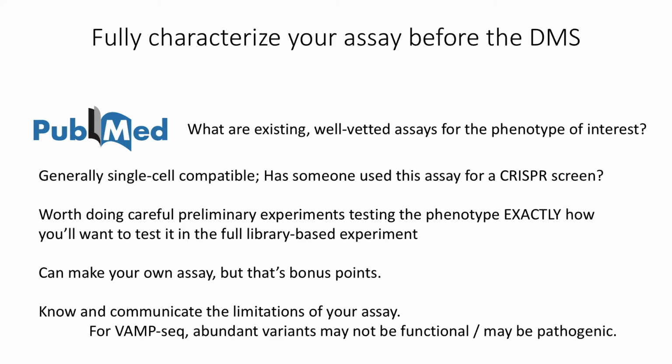And lastly, this is perhaps the point more relevant for the analysis step, but always know and communicate the limitations of the assay that's being used. So in the case of these VAMP-seq experiments that I did in Doug's lab, we tried really hard to communicate to people that abundant variants could still be non-functional and be pathogenic when observed in people. And instead, the true value of it was the opposite situation, where the loss of abundance variants we thought were very likely to be non-functional and thus potentially pathogenic.